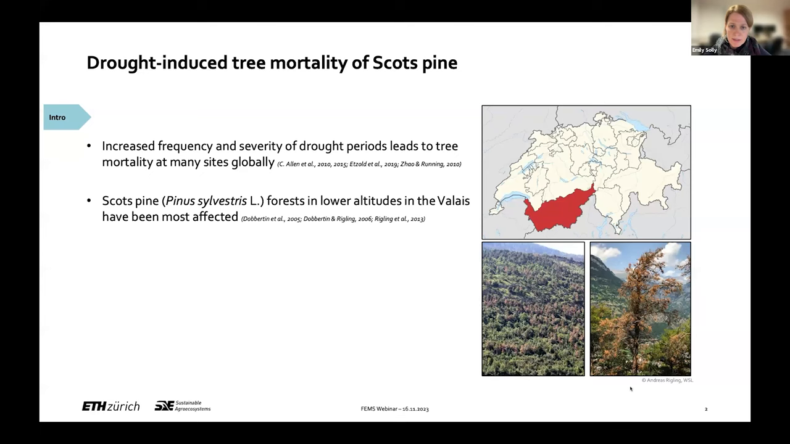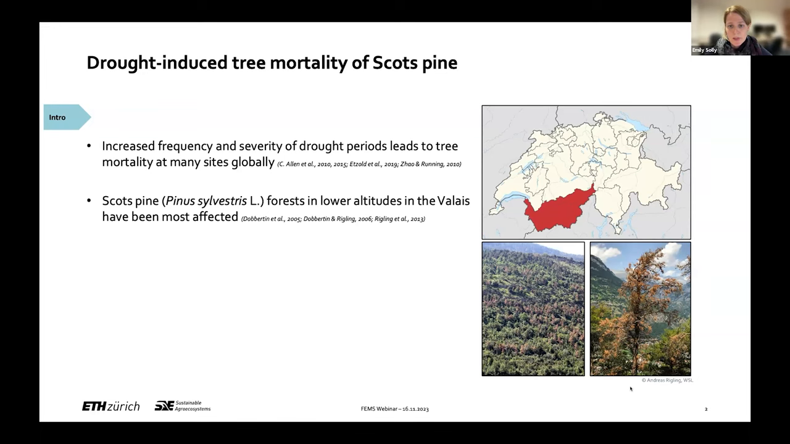In this Canton Valais, the precipitation has not really been changing over time. However, the temperatures have been increasing, and so mainly the loss of water through evaporation from the soil has caused tree mortality episodes during the last decades. And the situation, unfortunately, seems not to be improving until the end of the next century.